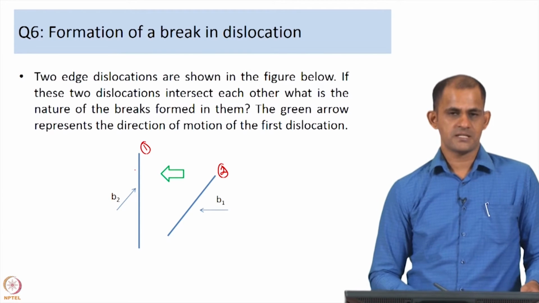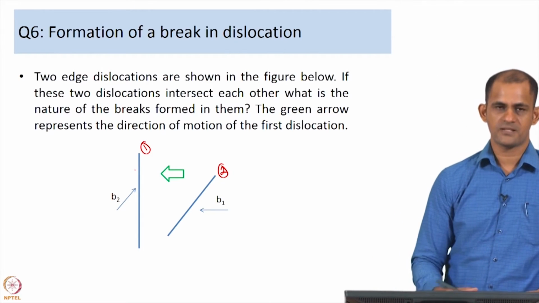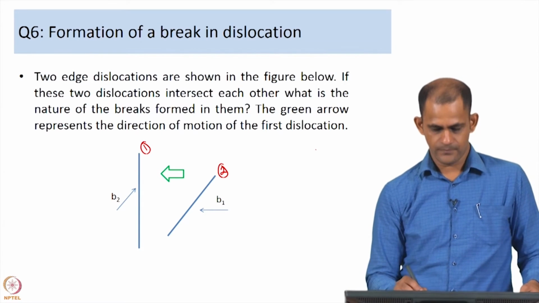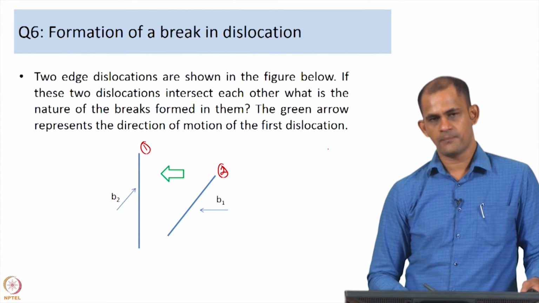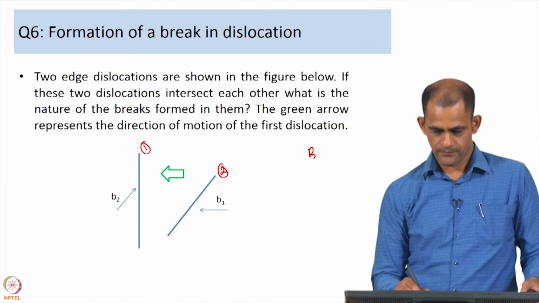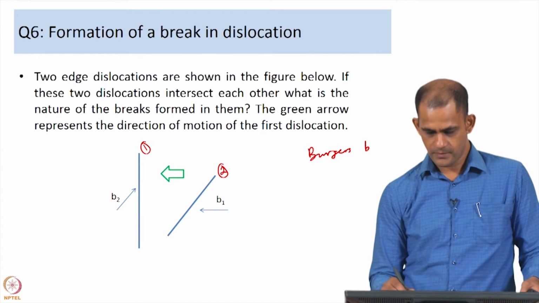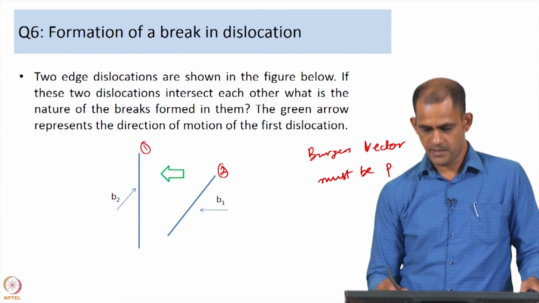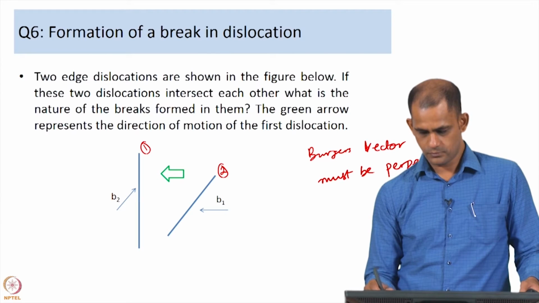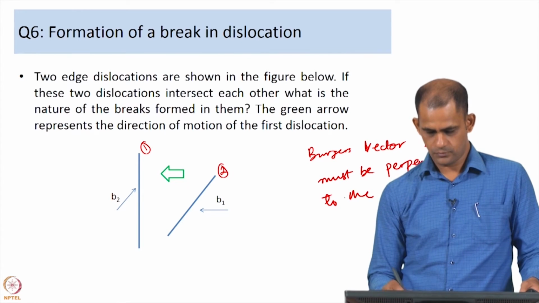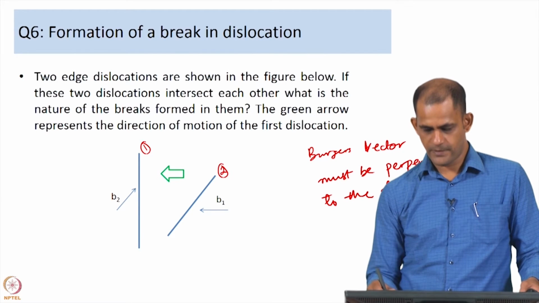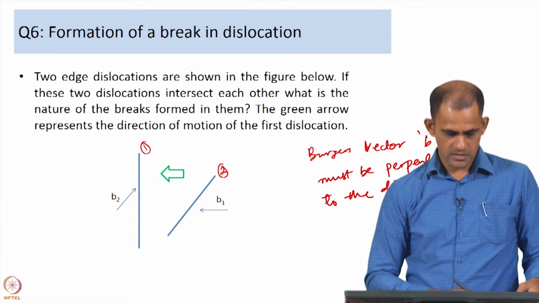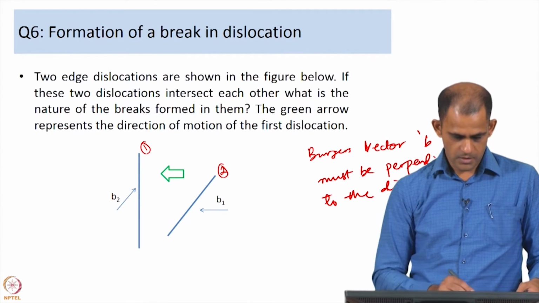So, what is interesting is that both dislocations will not develop breaks; only one dislocation will develop a break, and the dislocation that will develop a break is dislocation 1. That is because for a break to form, it is important that the Burgers vector B must be perpendicular to the dislocation. So, if you look at these two dislocations, the Burgers, so I am calling these two.